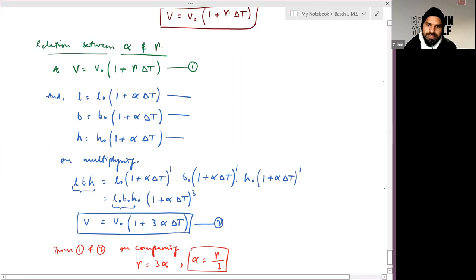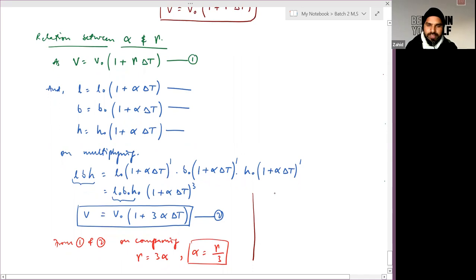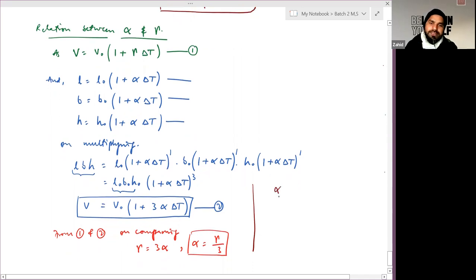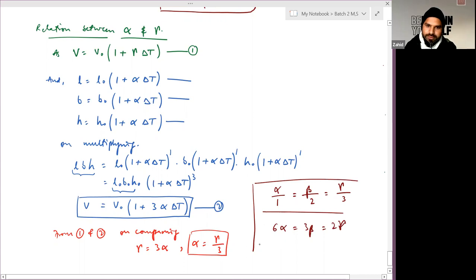So on combining these three together, we can write alpha, since it is one-dimensional, so divide by 1. Beta, since it is two-dimensional, so divide by 2. Gamma, three-dimensional, divide by 3. These three will be equal like this. Now, take the LCM of this denominator and multiply each term. So you'll get 6 alpha, 3 beta, and 2 gamma. So this will be a relation between alpha, beta and gamma together.